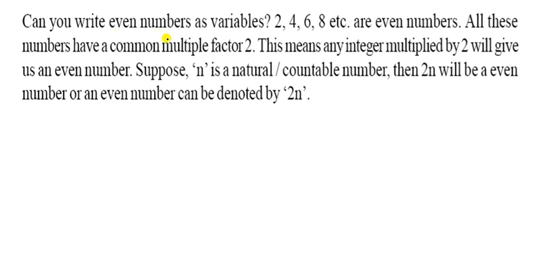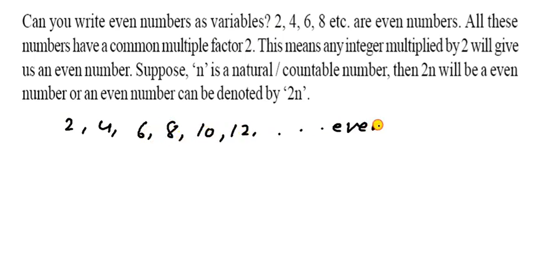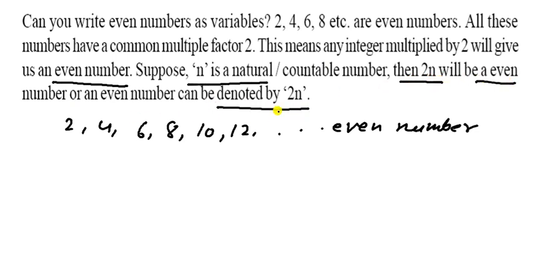Now can you write an even number? Even numbers are 2, 4, 6, 8, 10, 12. So what will happen? An even number is a multiple of 2. If n is a natural number, then the even number is 2n. So an even number is always represented by 2n.